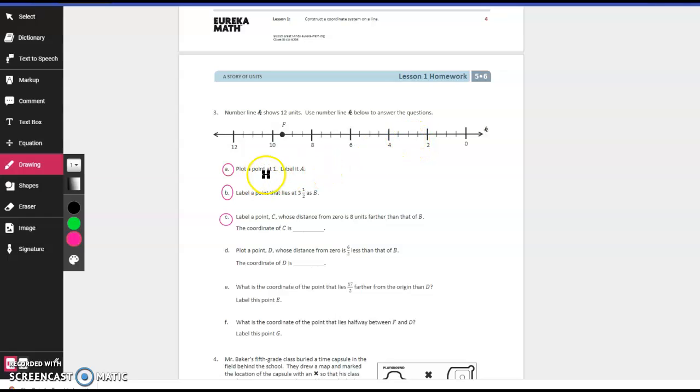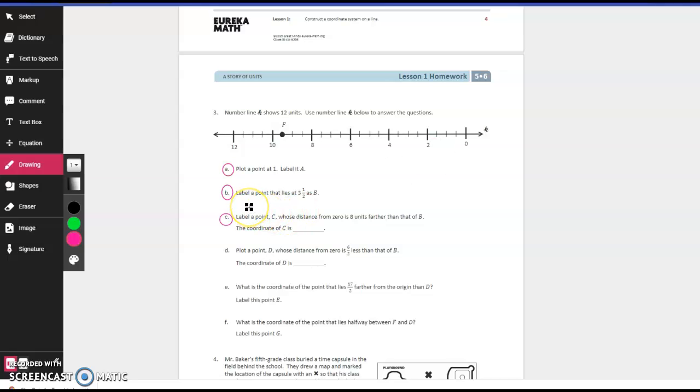It says plot a point at 1 and label it A. Somewhere in here is number 1. You need to figure out what makes sense and label it A. This is 1, 2, 3, 4 lines in between. Where's that midpoint to make that 1?